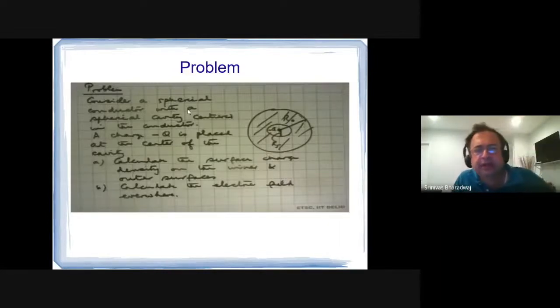So what happens in a conductor? The charge will flow to the surfaces. A charge of negative q is placed at the center of the cavity. Calculate the surface charge density on the inner and outer surfaces. Calculate the electric field everywhere.